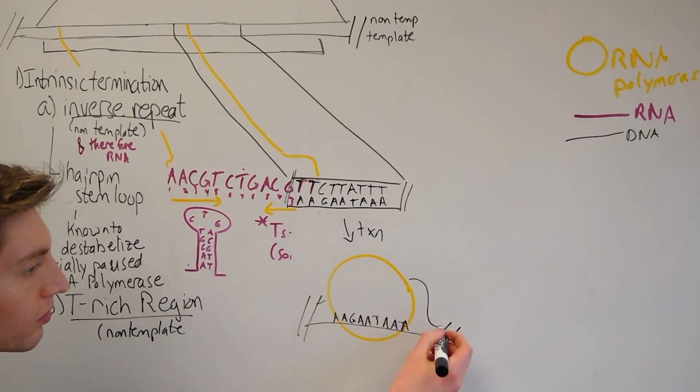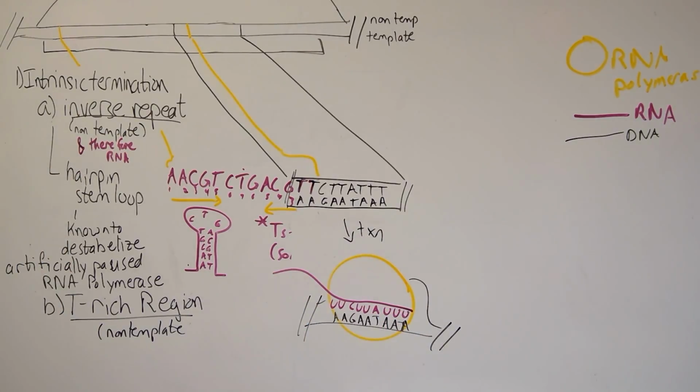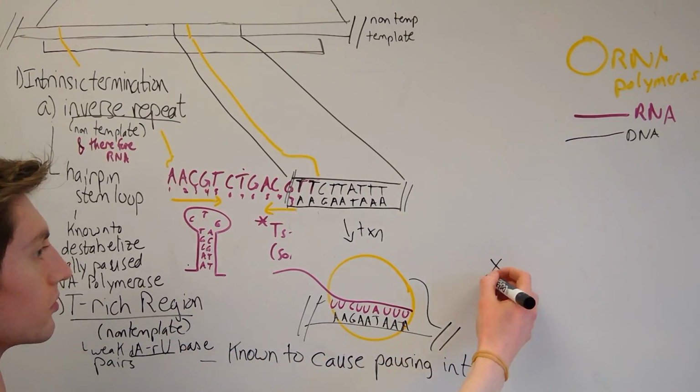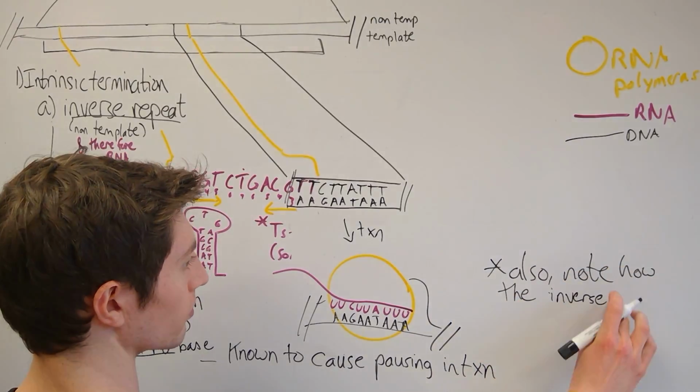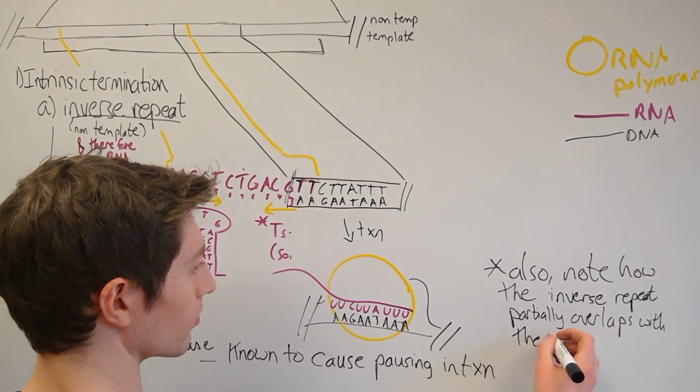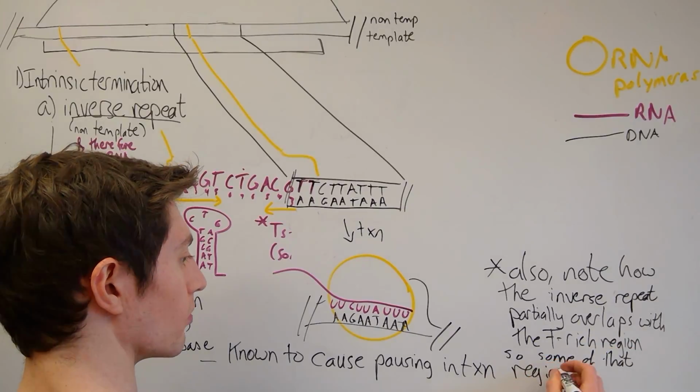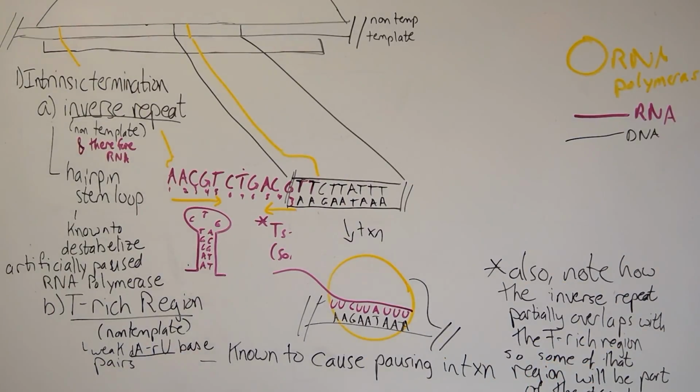The second feature was a T-rich region which partially overlapped with the inverted repeat. While being transcribed, this region created a cluster of RNA uracil DNA adenine pairs in the RNA polymerase complex. These are extremely weak pairings which make a less stable DNA-RNA binding complex and also cause RNA polymerase to pause.